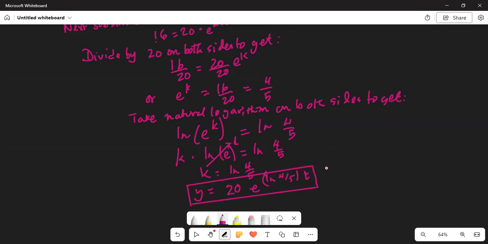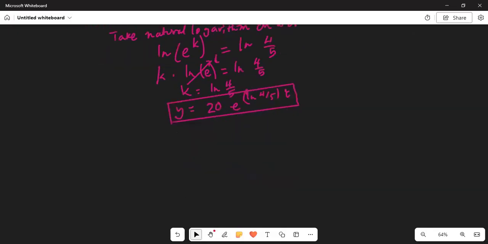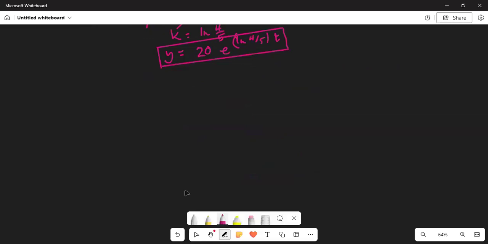Okay. So they're asking us to find out when 75% of the compound will have been changed. Okay, so let's create some space. The initial amount of the compound is 20.